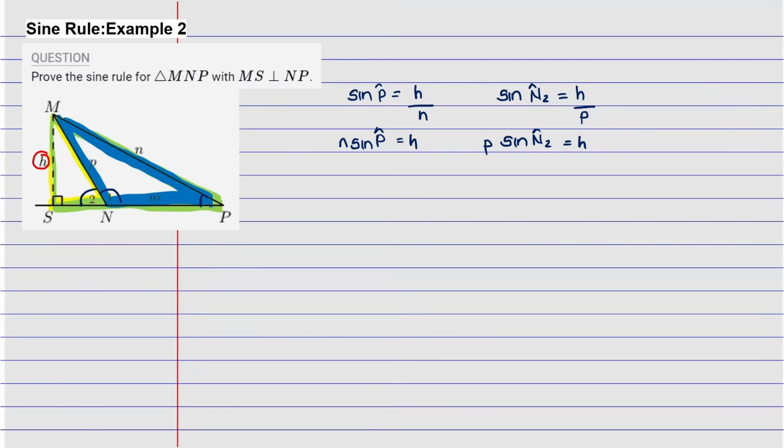But remember the fact that we don't want N2, we want N1. What do we know? We know the relationship between N1 and N2. We know the fact that angle N1 plus angle N2 is equals to 180 degrees, right? So we can take N1 to the other side because we want to make N2 the subject, right? So we're going to say N2 is equals to 180 degrees minus N1.